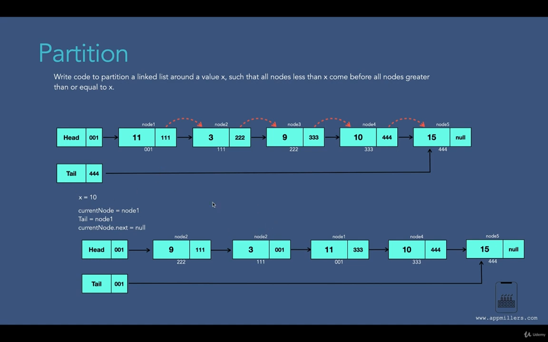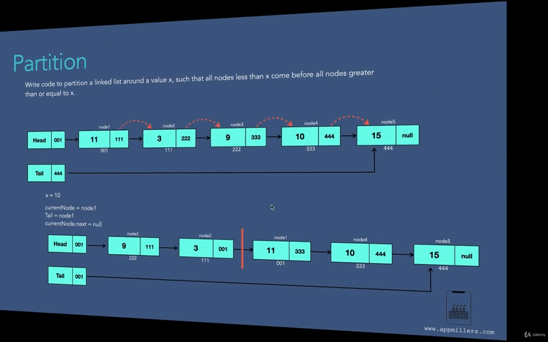As you can see, the elements that are less than 10 are located on the left, which are 9 and 3. The elements that are greater than or equal to 10 are located on the right, which are 11, 10, and 15. With this, we have successfully completed the partition of this linked list around 10. So this is what the partition algorithm looks like. Based on this logic, we are going to create a method which completes the partition in practice. So let's head over to Java and create it there.